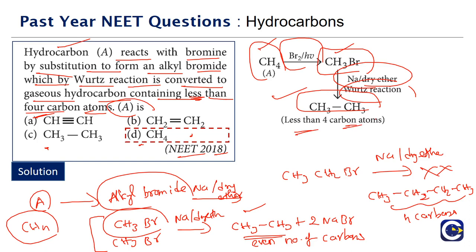where they will give us the final Wurtz reaction product and ask us what the original alkane is. So always in the Wurtz reaction step, what is going to happen? The 2 alkyl bromide entities will merge into 1 alkane. So we will have an even number carbon alkane in the product.